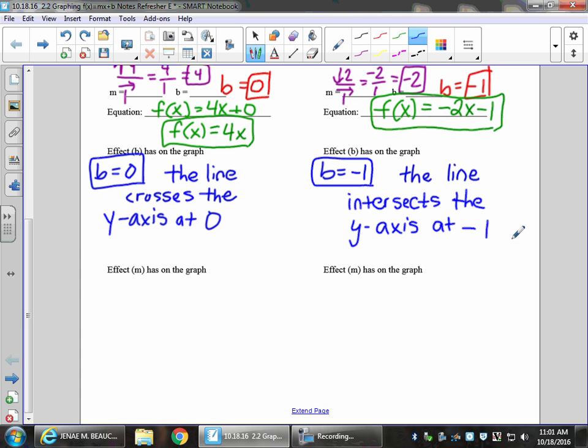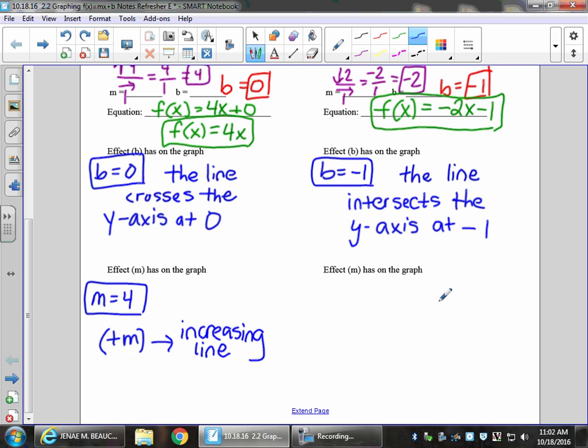Now let's talk about the effect of the slope. What was m for graph number 1? 4. How did that affect the graph? What kind of line do you have there? What do you mean by positive? You're on the right track. It is a positive m value. How does that affect the shape of the graph? Yes. What's the math language for going up? Increasing line. Very good. Increasing line.